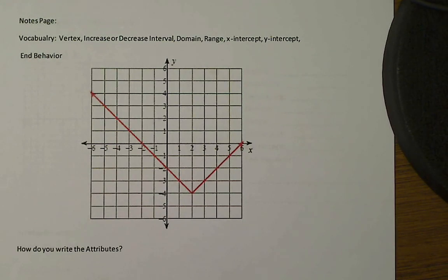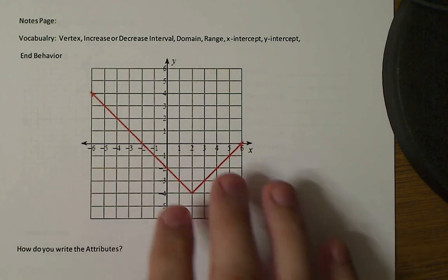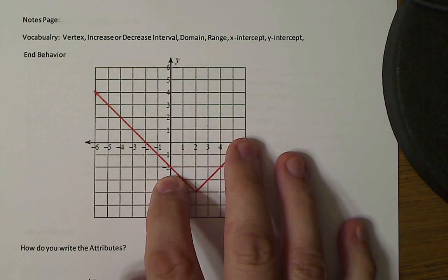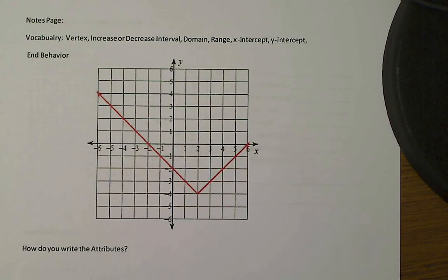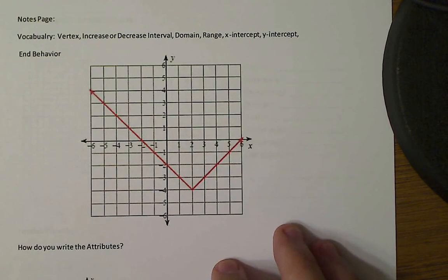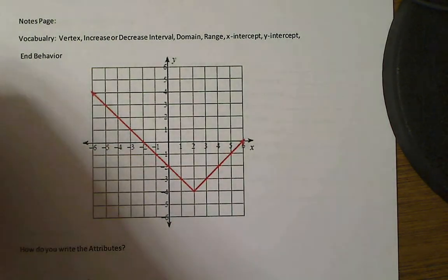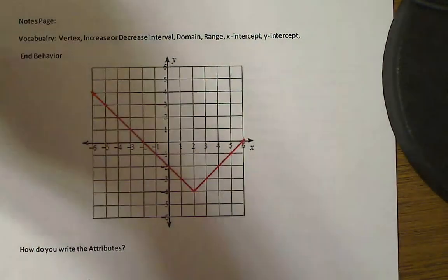All right, so this particular video is about graphing attributes of absolute value functions and how to write them. So we're going to start off, I'm going to show you three basic things. One, the different parts, the vocabulary part of it. Then I'm going to show you how to actually write them with notations, and then how to plug it into the calculator. Okay. So the first thing is the vocab part of this.